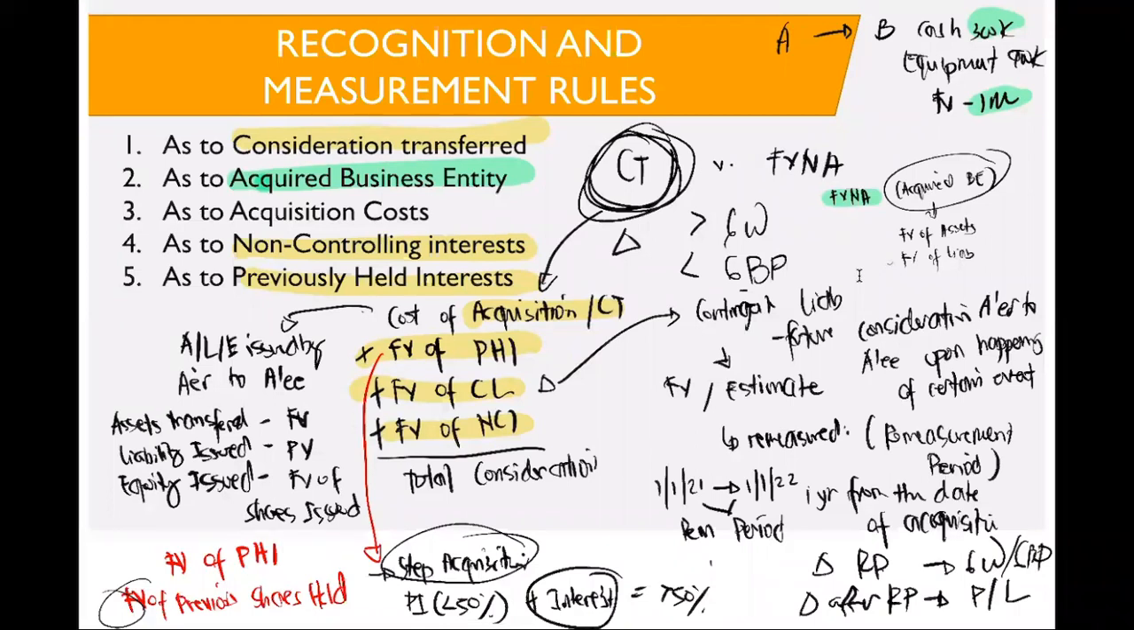Okay? So there is a remeasurement period. What is the remeasurement period again? 1 year from the date of acquisition. We will remeasure the amount of our consideration transferred.